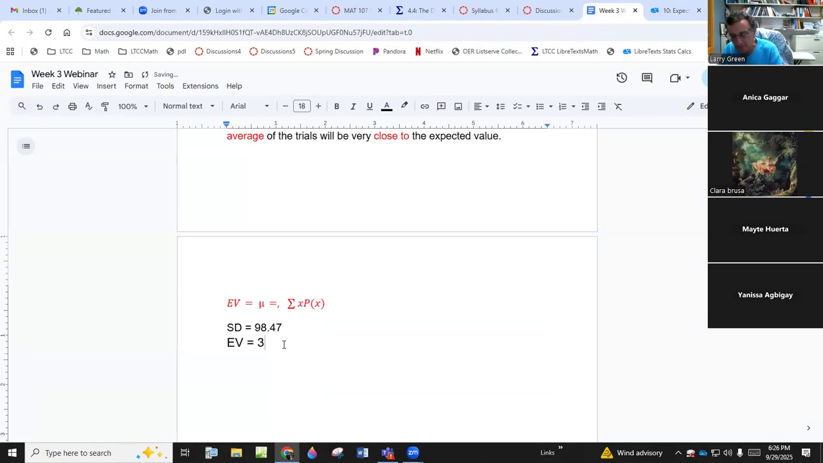Expected value was 38. Any thoughts on why I chose two decimal places? There's a reason.